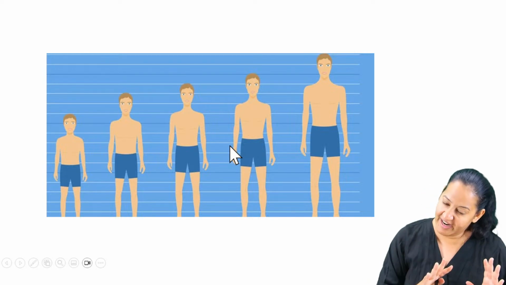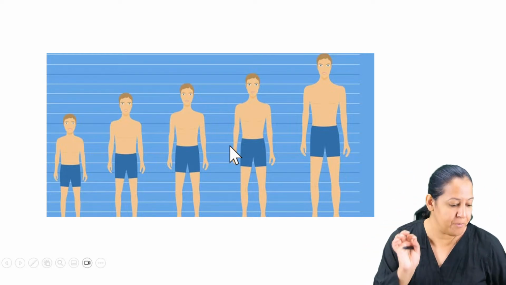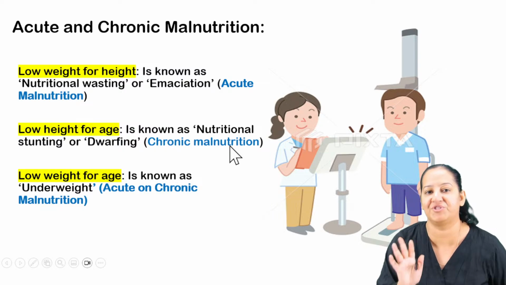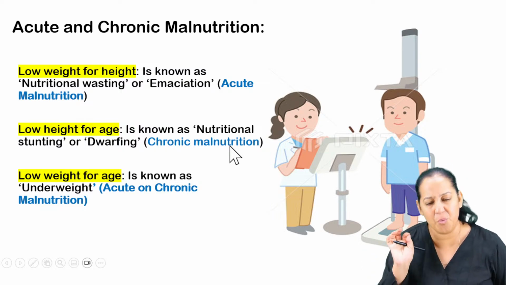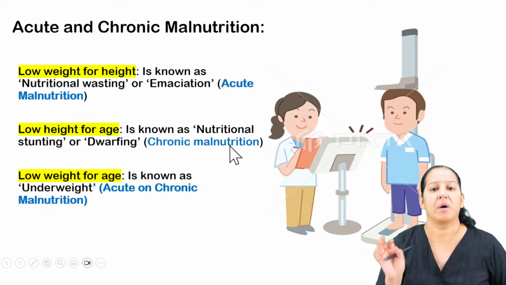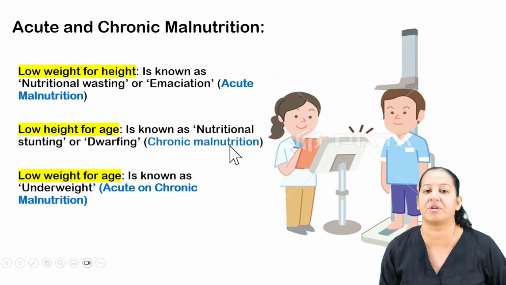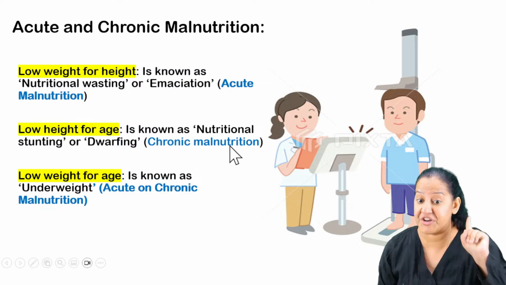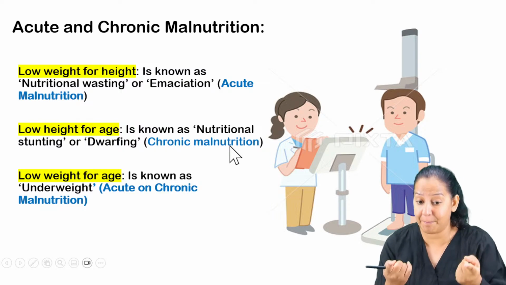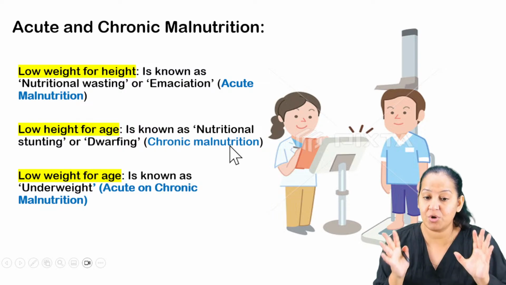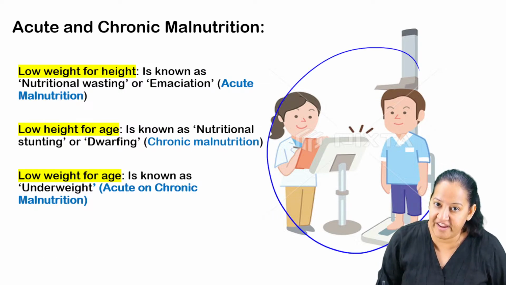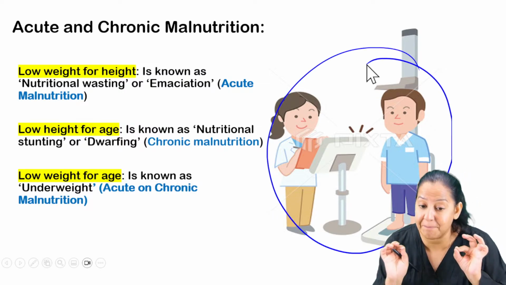Now we have seen the weight, we have seen the height. A very important question is malnutrition, acute and chronic malnutrition. Most of the students have confusion here. What is acute malnutrition? What is chronic malnutrition? There are 3 types of malnutrition: acute, chronic, and acute on chronic. Please pay attention. Based on the weight and the height, we will decide the malnutrition.